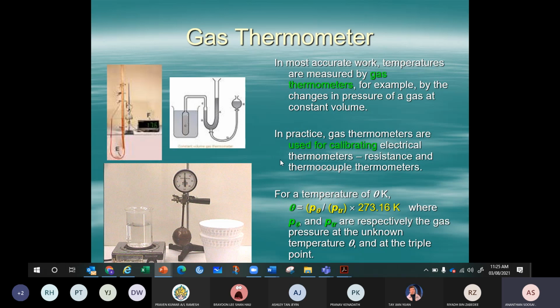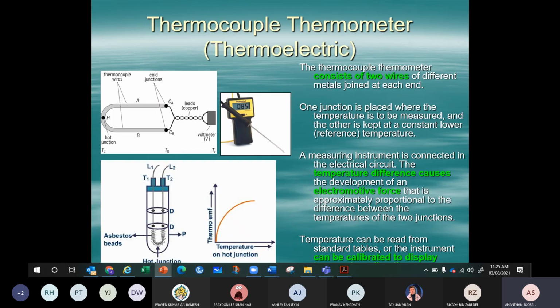Okay. So this is the gas thermometer. Next, out of these four thermometers, I can say the most glamorous and most famous one, and very focused in exam questions, is the thermocouple. They like to ask which type of thermometer is the thermocouple. Okay, thermocouple. What is a thermocouple?